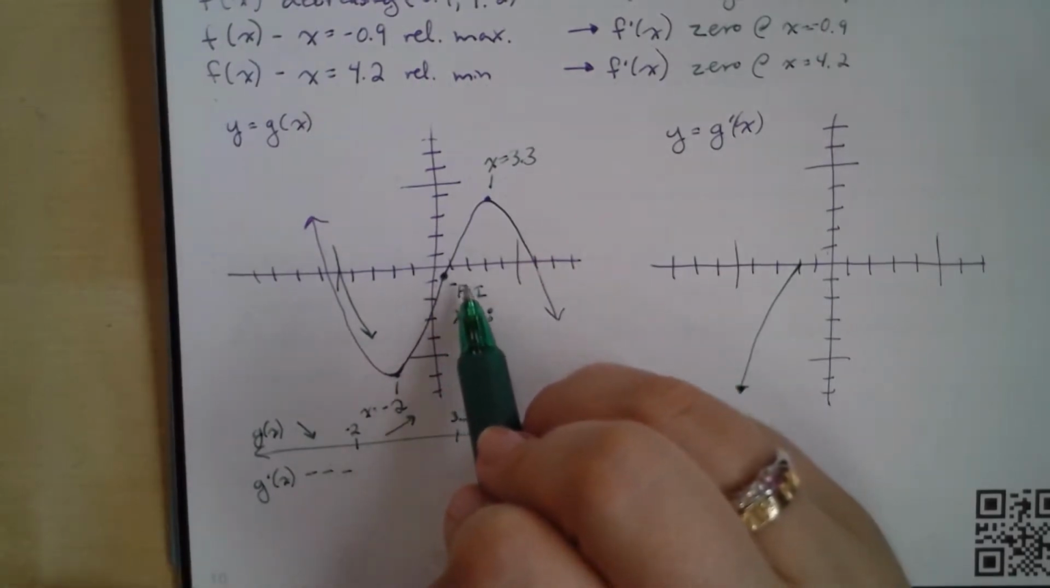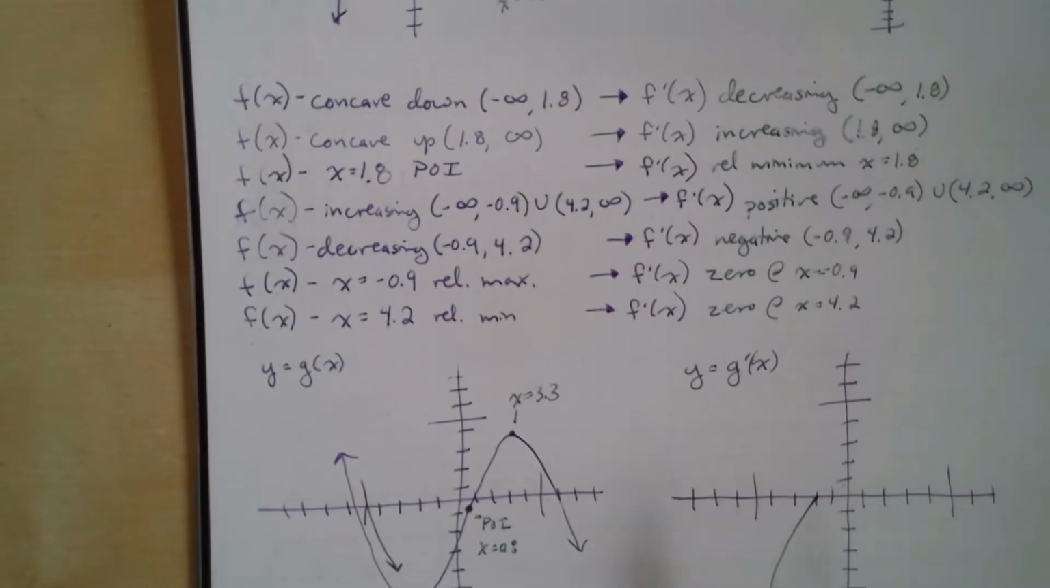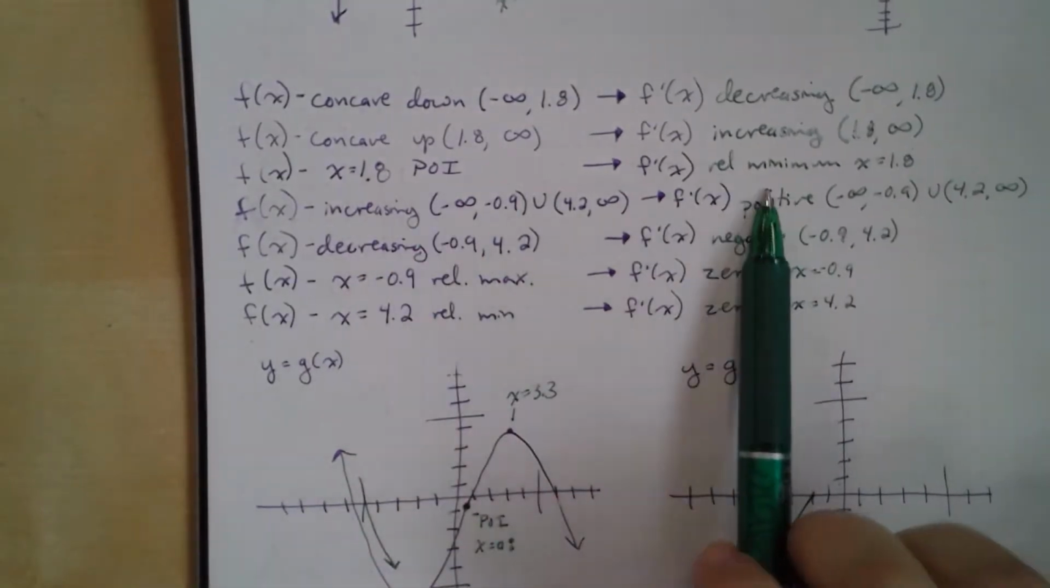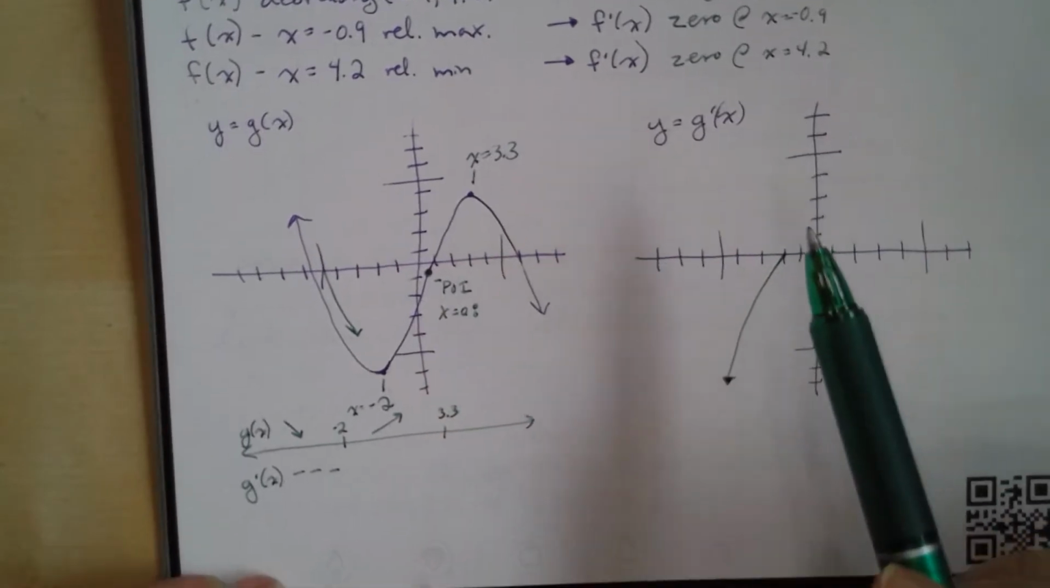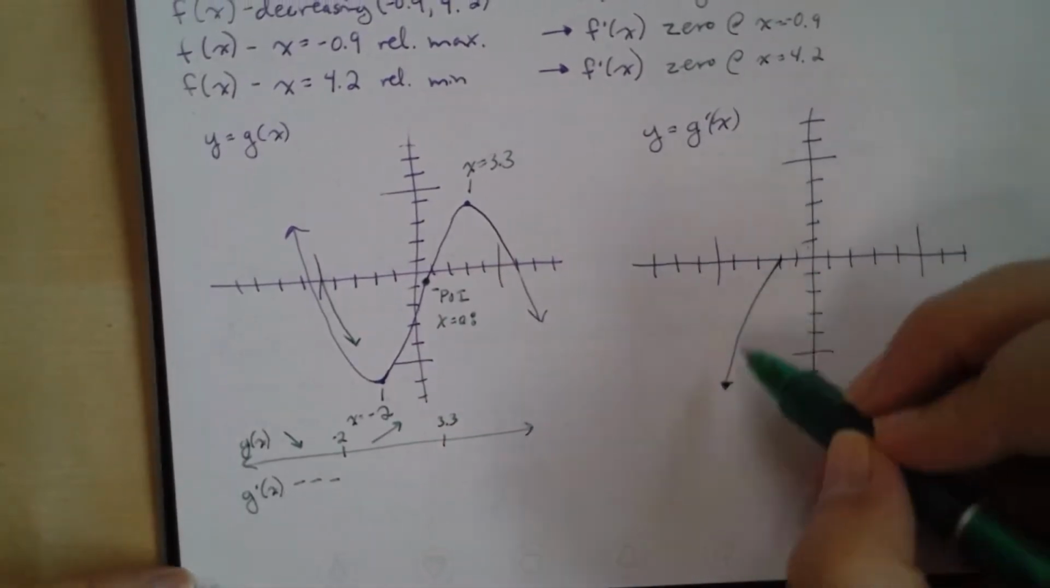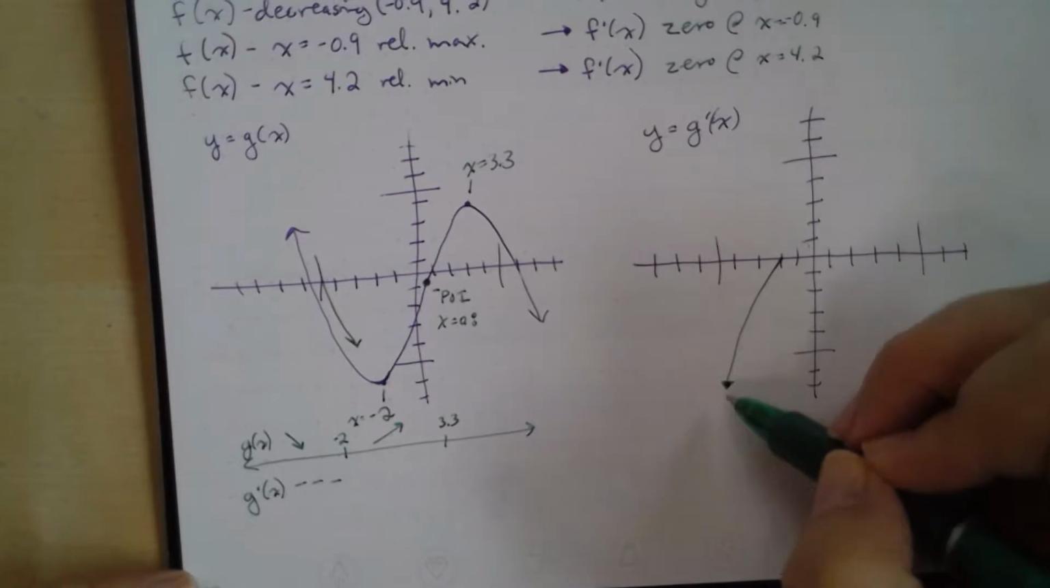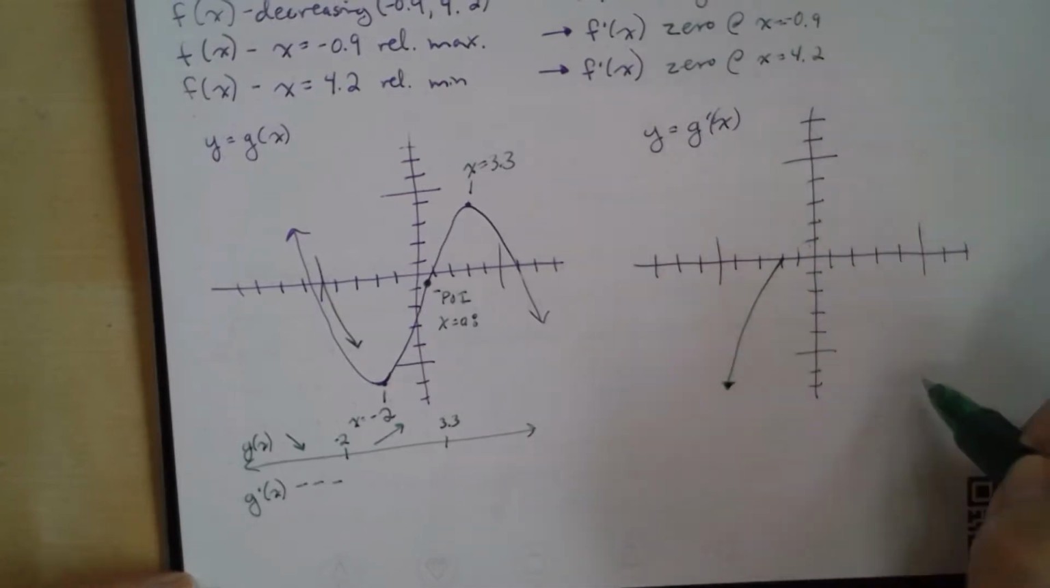This point of inflection, as we saw earlier, when we go back up here, our point of inflection became a relative minimum. Well, now my point of inflection is actually becoming a relative maximum, because obviously if this is decreasing, now it's got to have a relative maximum up here.